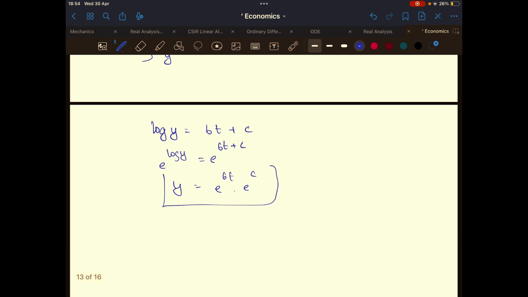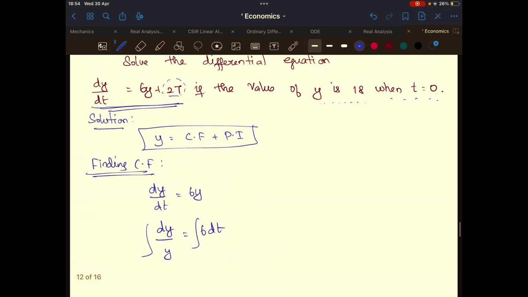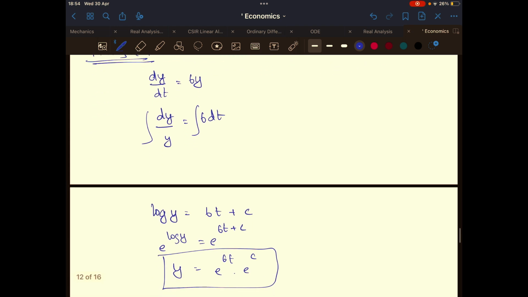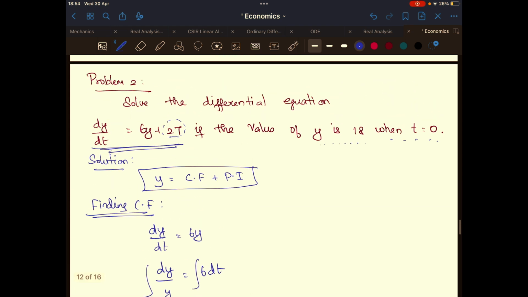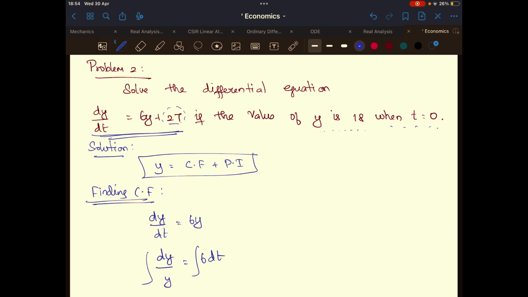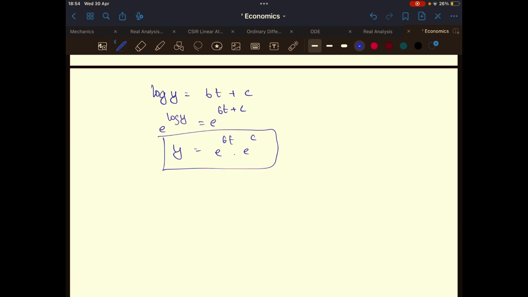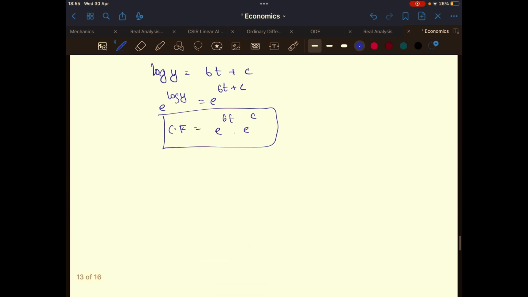Now please don't find the value of e power c here itself. That's a mistake you will make in a non-homogeneous differential equation. Please don't use t equal to 0 and y equal to 18 here. That is for homogeneous. Non-homogeneous you have to find only in the last. So this is actually my CF. CF is equal to e power 6t into e power c. Understood? Now finding PI.